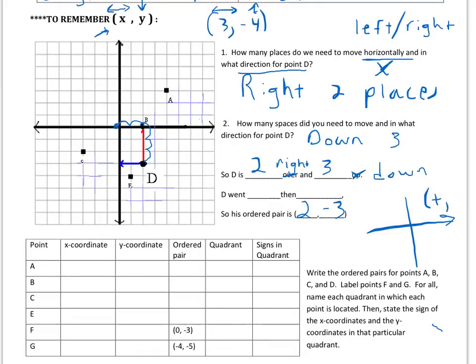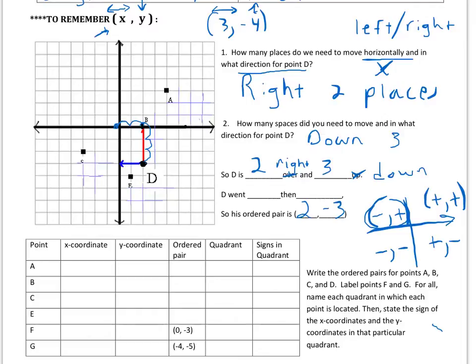Then in this quadrant, you'd have to move up, so that's positive. Any ordered pair in this quadrant, you would have to start off by moving left on the x-axis, so that would be a negative, and then you would move up, so your ordered pair would be a negative and then a positive. This quadrant would be negative and negative. This one would be a positive and a negative. And that's a review from the last objective.